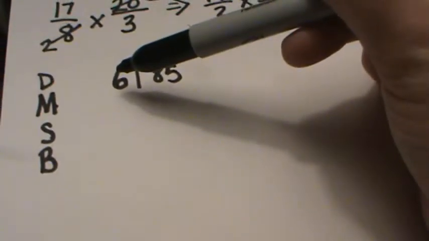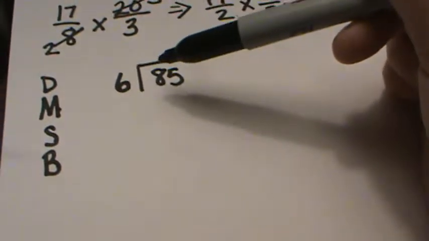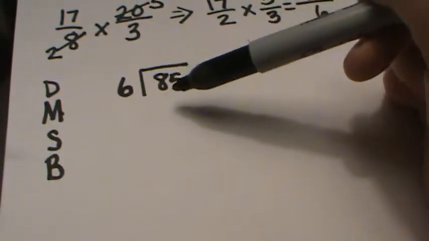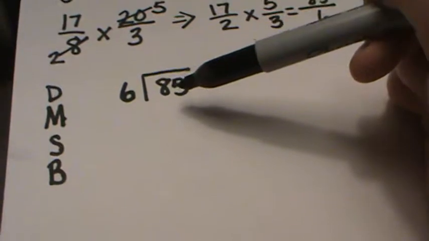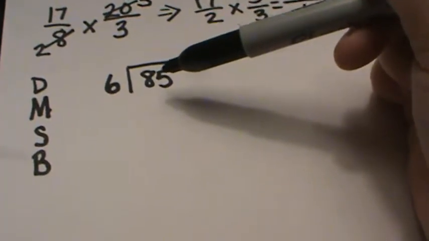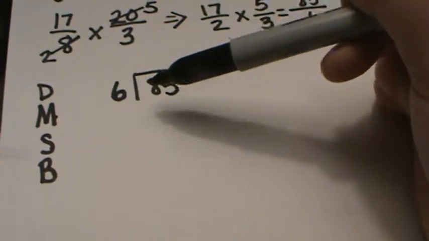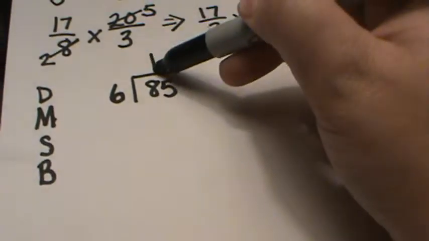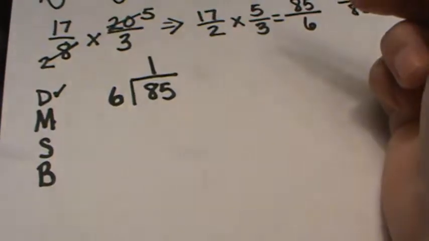We look first at the 6 and ask ourselves, how many times can 6 go into 8? We ignore the 5 for right now. We'll come back to that in a minute. How many times can 6 go into 8? 1 time. We get a check.